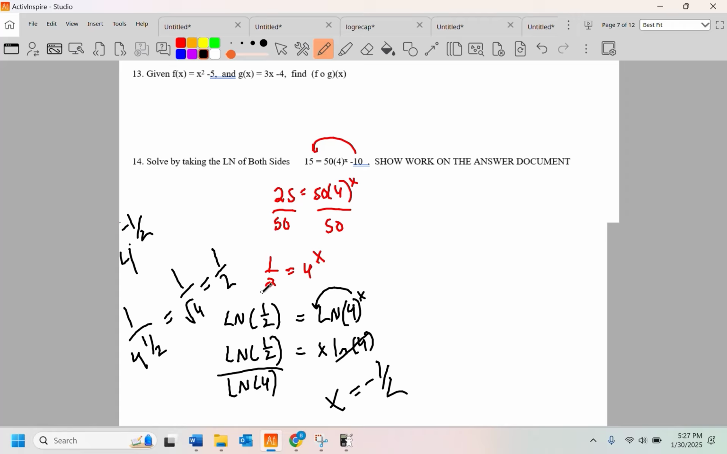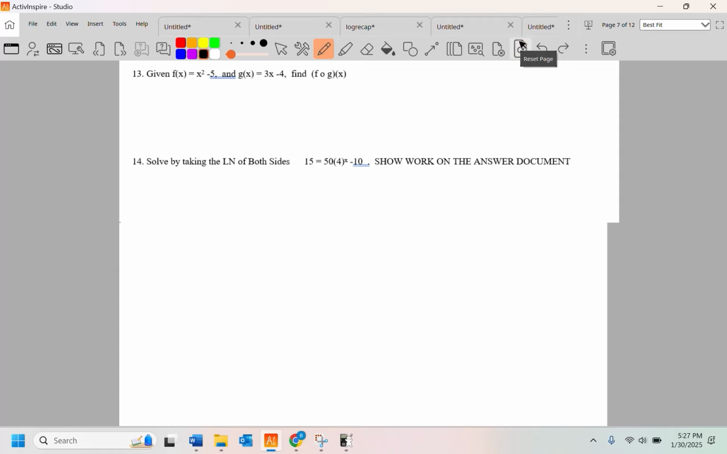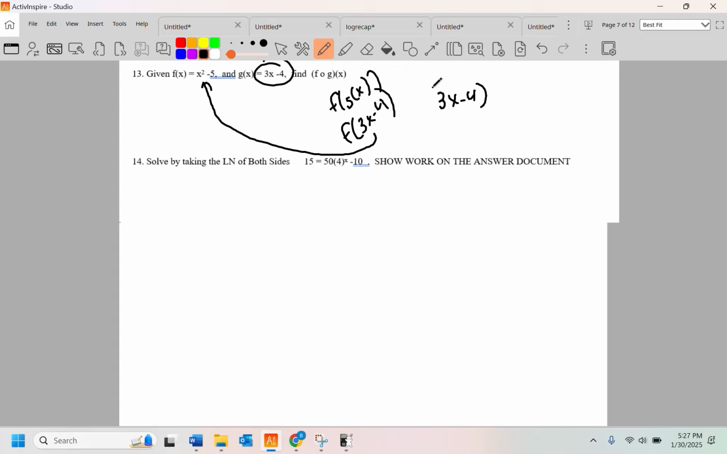All right, moving backwards again, moving to 13. We're supposed to find f of g of x, and g of x happens to be 3x minus 4. So I'm actually finding f of 3x minus 4, which means I take that and I stick it right there. (3x minus 4) quantity squared minus 5.